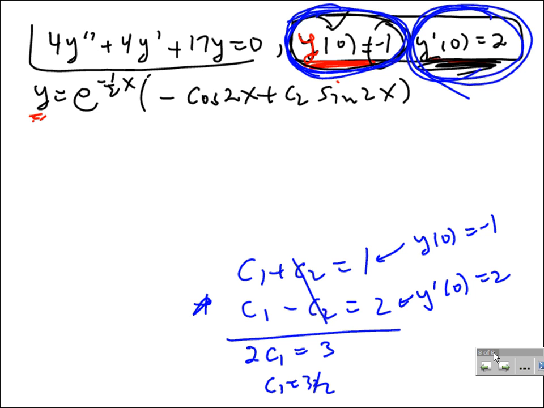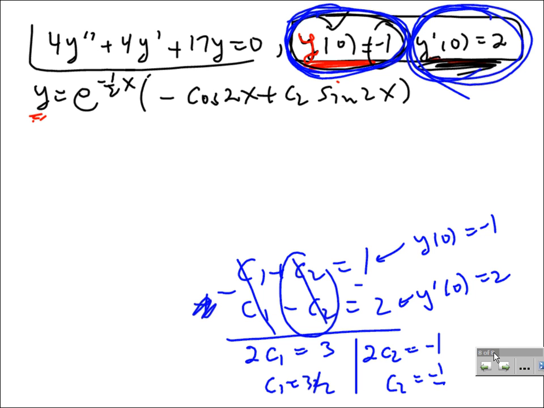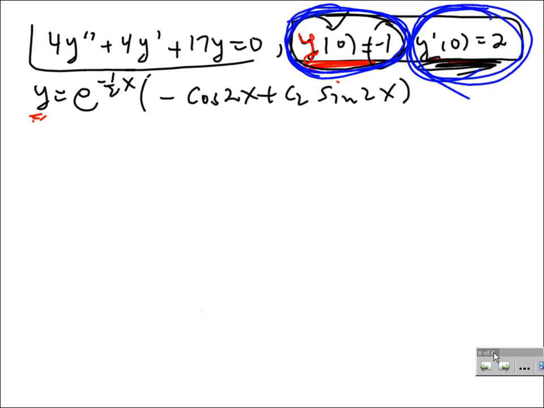If you like, you can subtract. This will cancel, but when you subtract those two, you'll get 2c2. And 1 minus 2 is negative 1, so c2 would be negative 1/2. So don't think that because you used one equation you must get one solution. In this case, I think you will though.